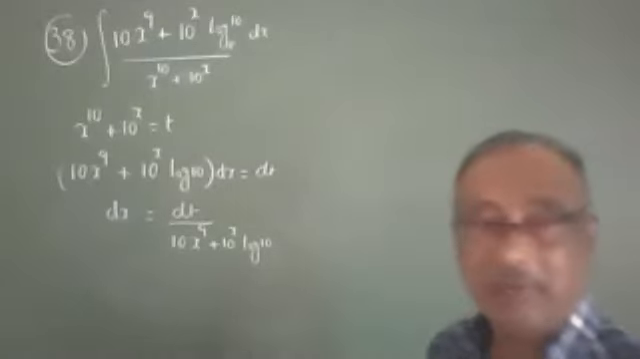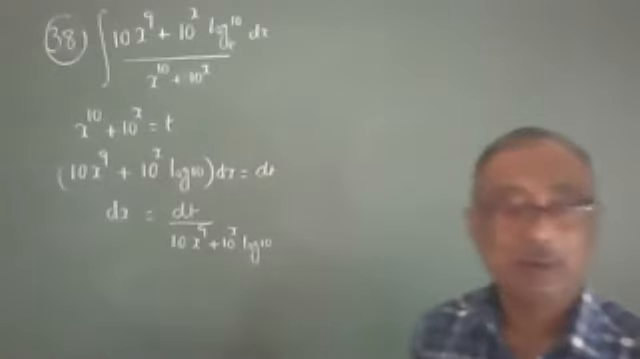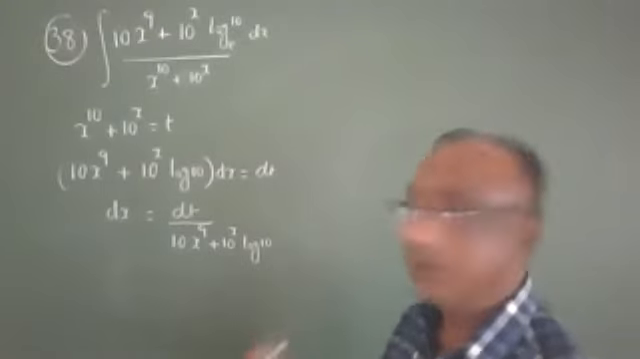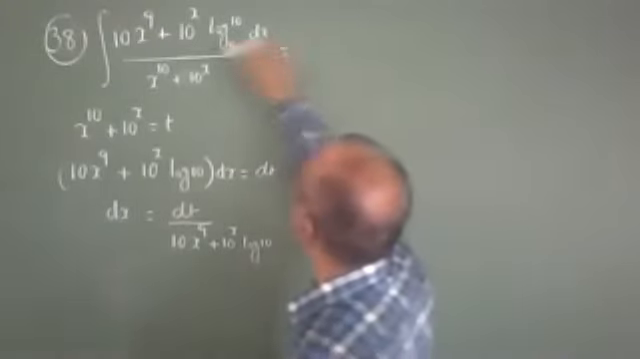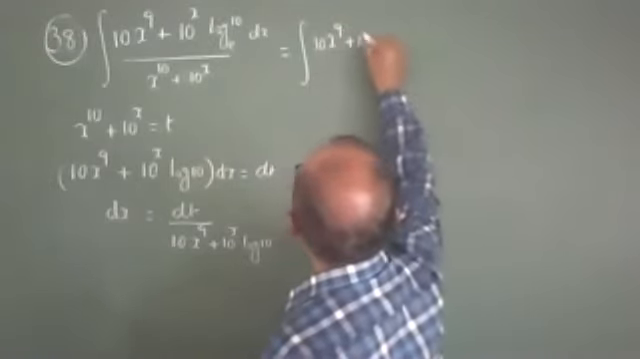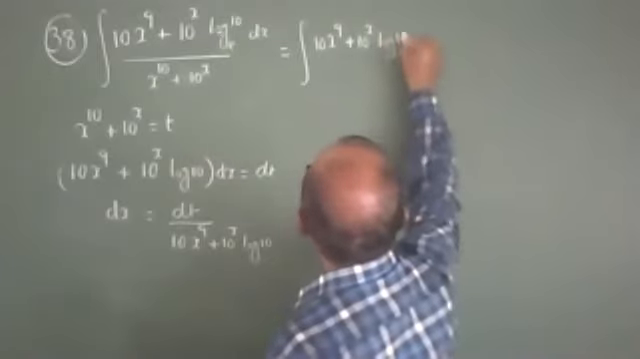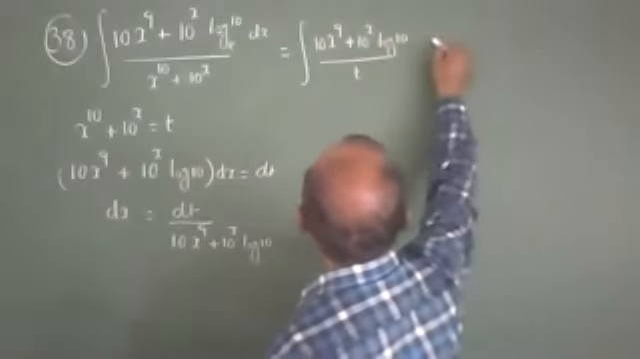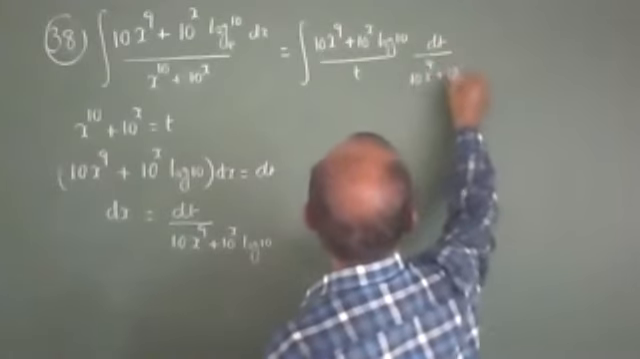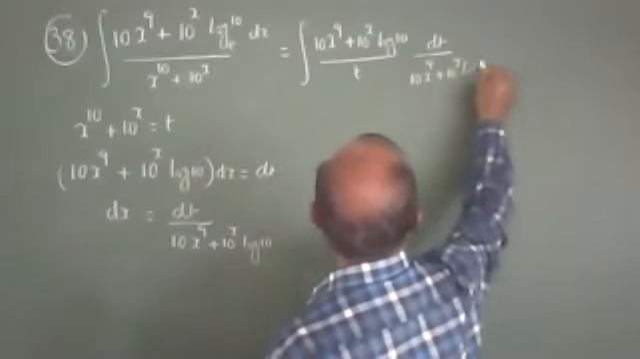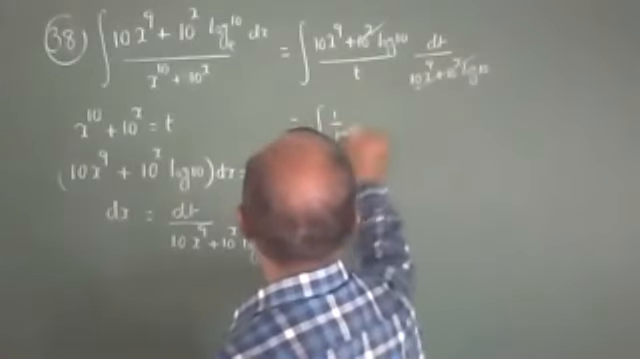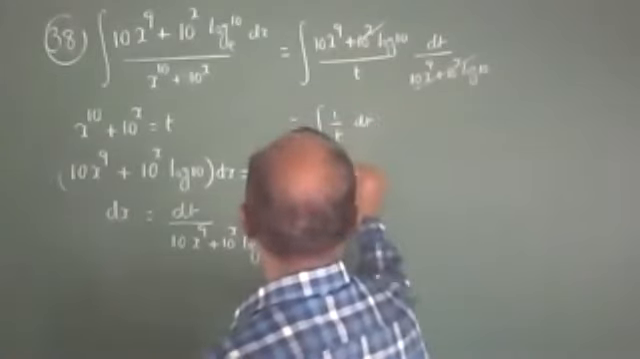The integration of 1 by t is log t. So this should be cancelled. So 10 x power of 9 plus 10 power of x into log 10 by denominator is the t. dx means dt by 10 into x power of 9 plus 10 power of x into log 10. So both should be cancelled. 1 by t integration is the log t. So therefore log t plus c.